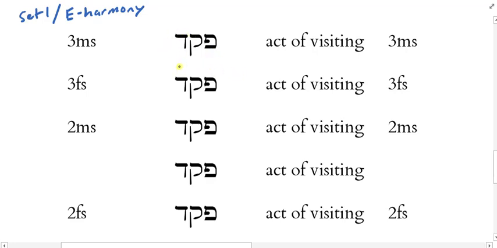If the infinitive construct is a verbal noun, then I can see how I can add a pronominal suffix to a verbal noun, because I can add a pronominal suffix to any noun, can't I? And I will translate it as his, her, your, my, and so forth, okay? So my normal infinitive construct form is pakod. But if I'm going to add a pronominal suffix, can I use the pakod pattern? Or do I have to switch it to the other form?